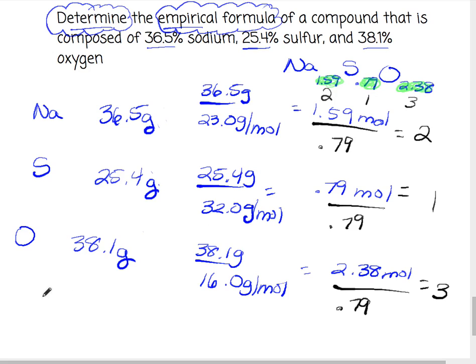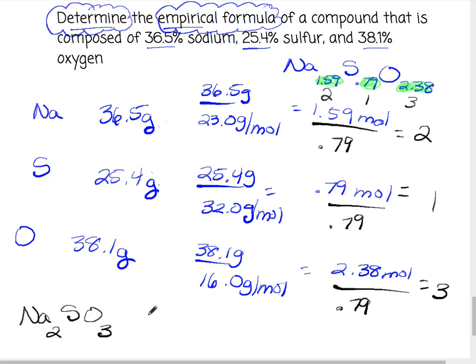And then we're going to rewrite it. We've got sodium with a 2 as its subscript. We've got sulfur with a 1 as its subscript, and I'm not going to write that in because 1s are understood. Oxygen with a 3 as its subscript. And so we get Na2SO3.